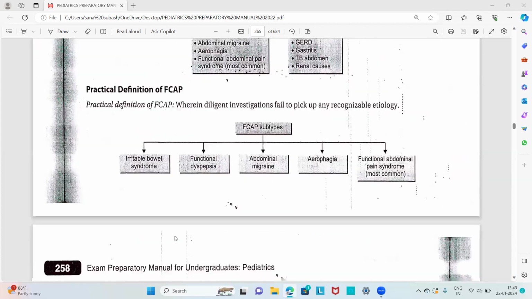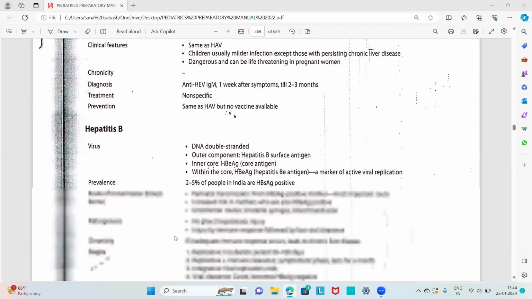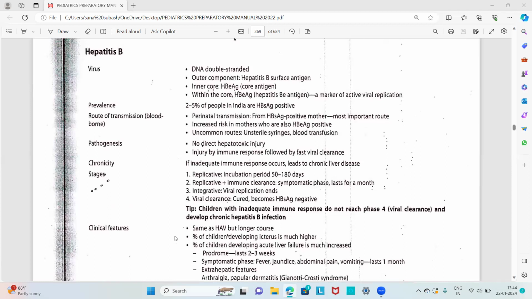So then, one of the short answers, like that of hepatitis B. Usually they ask short questions about the hepatitis B infection. It is a viral hepatitis. The hepatitis B virus is a DNA double-stranded virus, and it has an outer component, the hepatitis B surface antigen, and in the inner core we have the HBeAg, that is a core antigen.